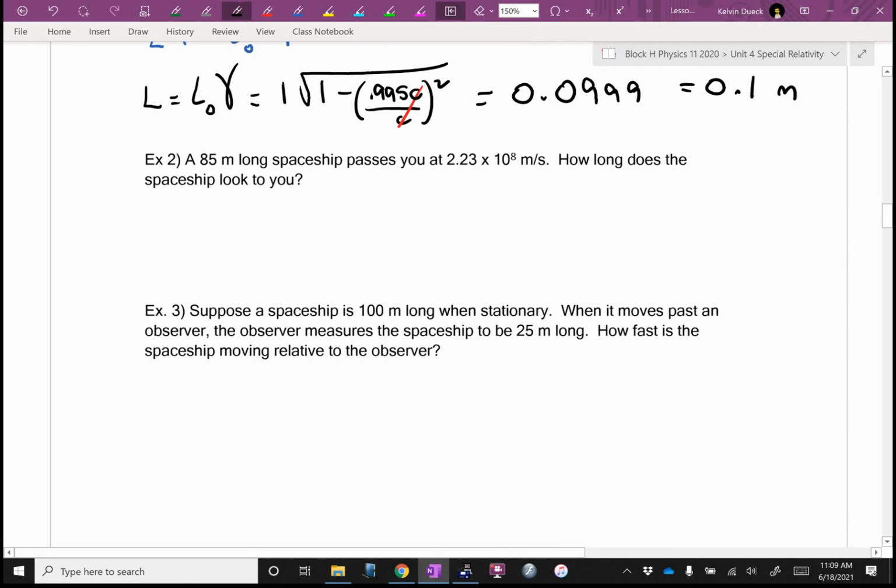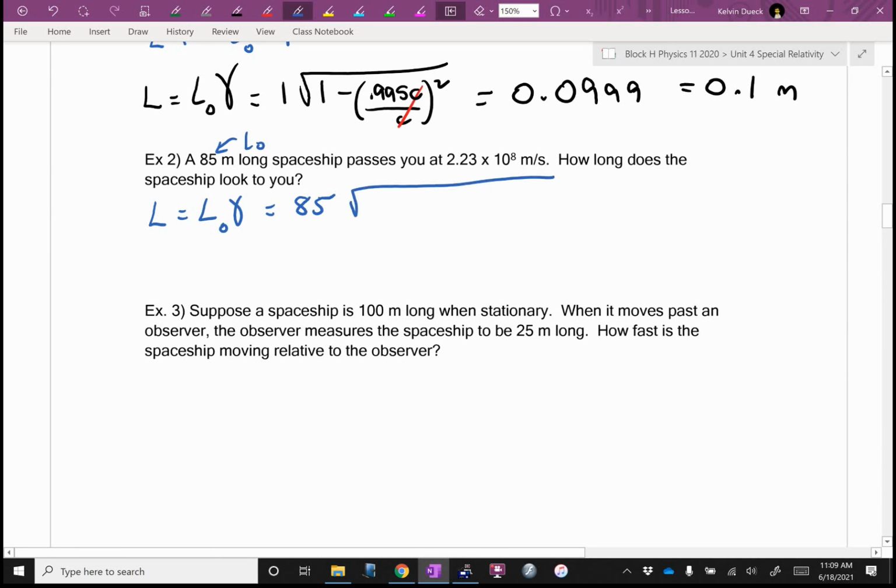An 85 meter long spaceship passes you at 2.23 times 10 to the 8th. How long does the spaceship look to you? What's this question asking me to find? L or L0? I think the spaceship's L0 is 85. I think it's asking us to find L. So the original length at rest is 85 meters.